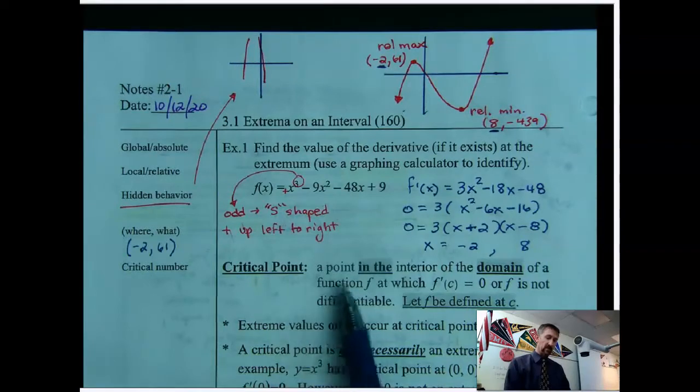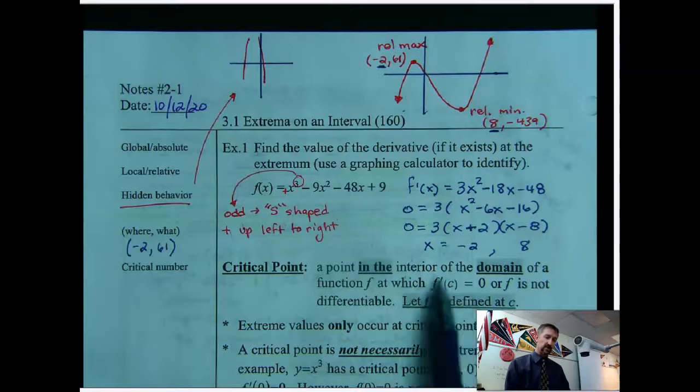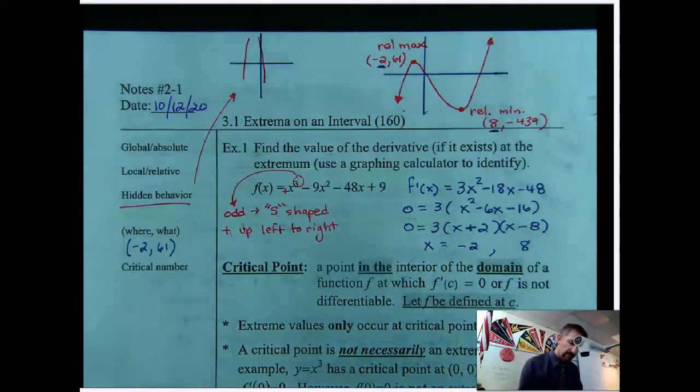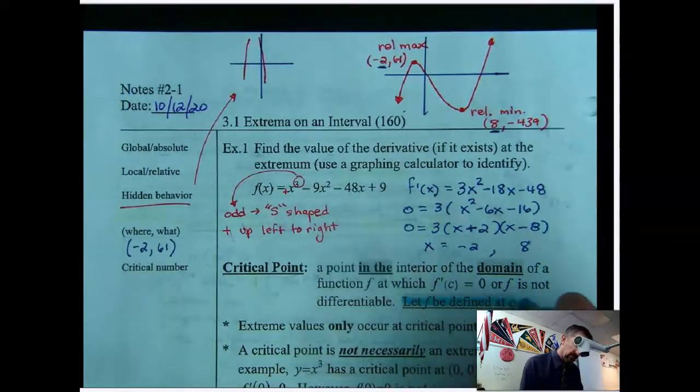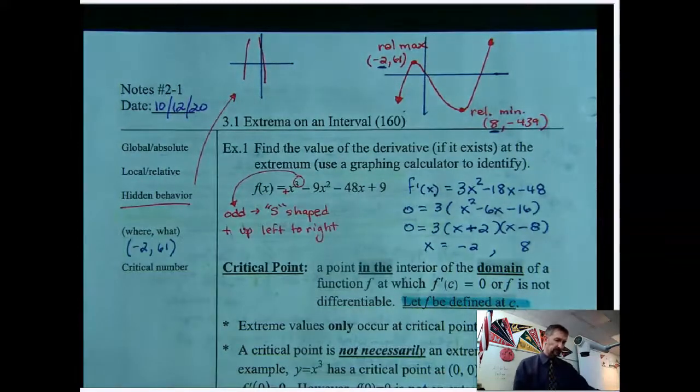Okay, critical number, critical point. A critical point is a point in the interior of the domain of a function f at which the derivative equals 0 or the function is not differentiable. But it has to be defined. So that's important. That's the definition of a critical point. Extreme values only occur at critical points and endpoints. So a minimum or maximum could occur at an endpoint. A critical point is not necessarily an extreme value.